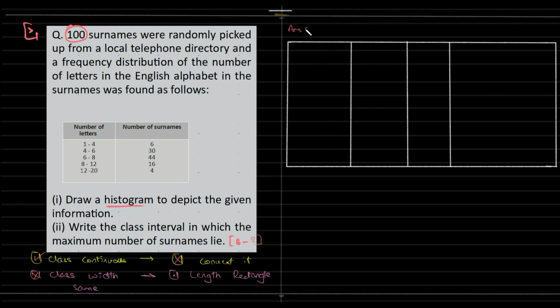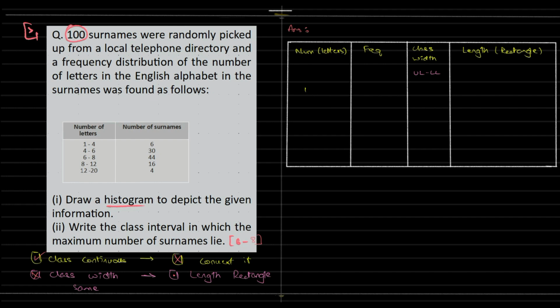We begin with the number of letters. And then you have frequency. And you have class width. And then you have length of rectangle. This is UL minus LL, that is upper limit minus lower limit. So let's start writing this.